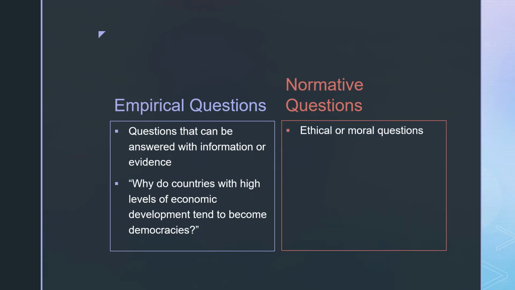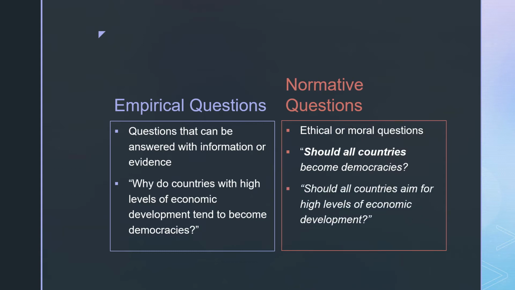Normative questions, on the other hand, are ethical or moral questions. They ask questions like what should be or whether it's right to have something. So ethical or moral questions might be things like, should all countries become democracies? Or should all countries aim for high levels of economic development? These are the should or ethical questions.